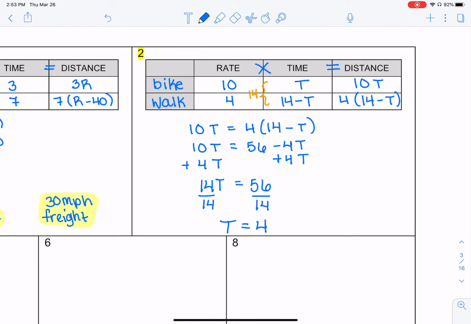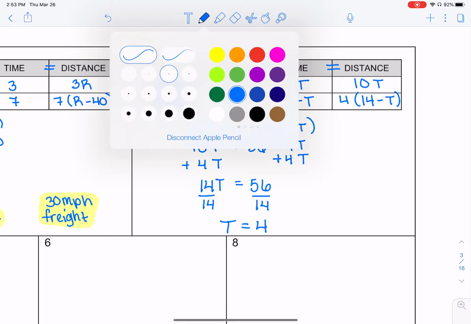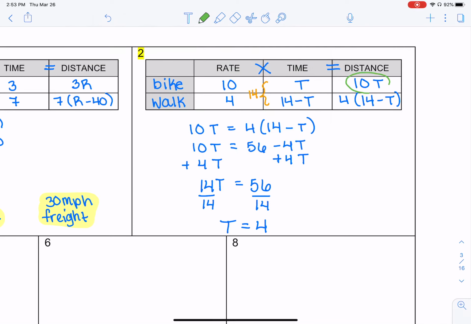But I double check, what was the question asking for? Did it want the time? It's asking for how far was it to the conclave. So no, when it asks how far, it's asking for distance. So I need to go back up to the equation and find what says distance. 10 times t, that represents distance. So I take 10t and I plug in my new t value, which is 4. And that means my distance is equal to 40 kilometers. Okay, that is for question 2.